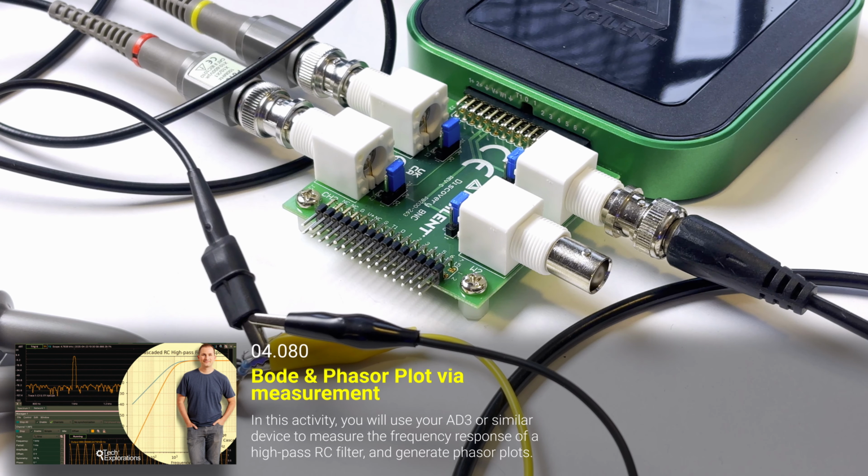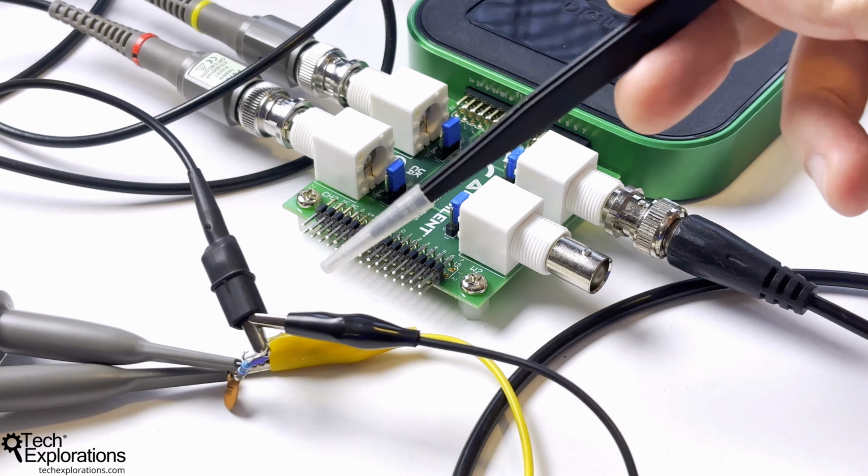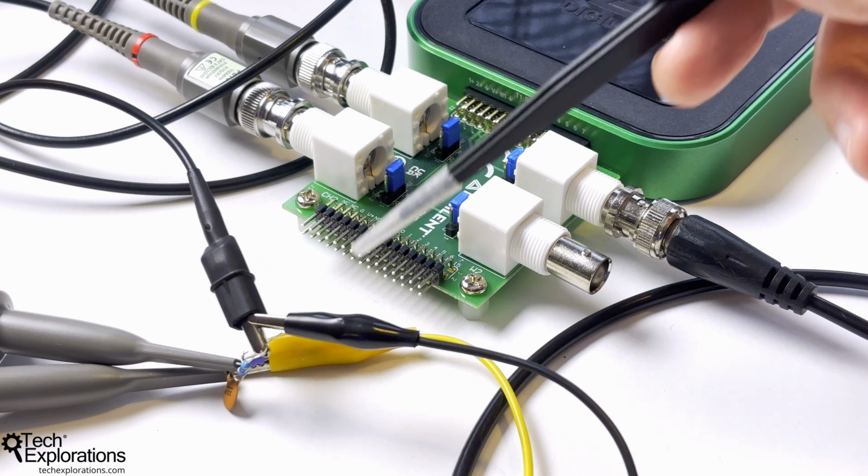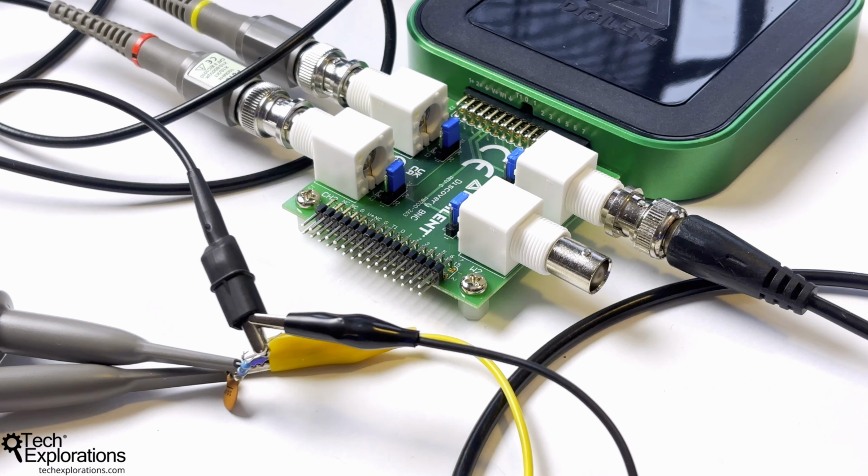In this activity, we'll do a practical investigation using the Analog Discovery 3 device. As you can see here, I've already built a simple RC high-pass filter. It's the exact same filter that we used in the previous experiment that involved the Analog Discovery 3 device. So in this experiment, we are going to measure its frequency response.